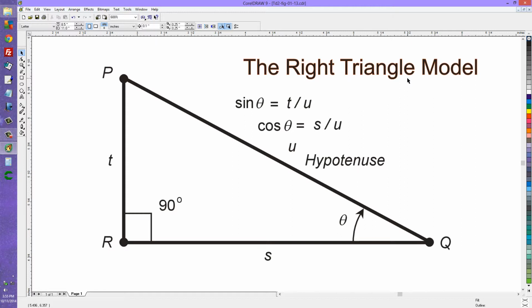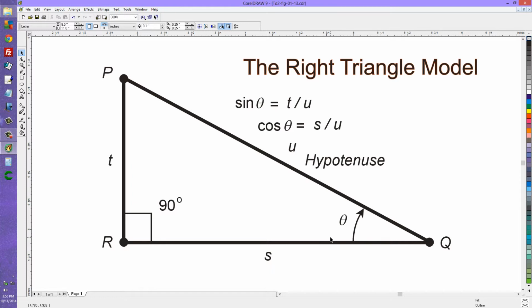wrote my book Trigonometry Demystified, the original edition, I started with the unit circle model. And strangely enough, even though I thought that's easier to understand and more versatile because it defines these functions for all angles all the way around the whole circle, whereas the right triangle model is limited to angles greater than 0 and less than 90.